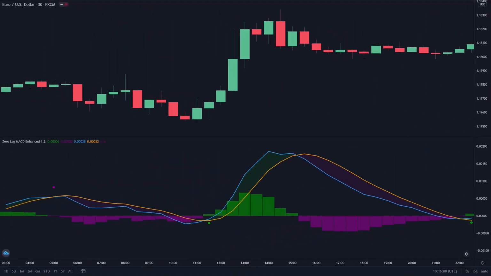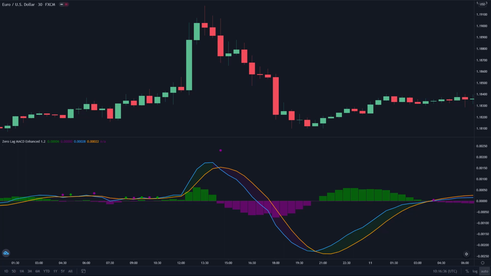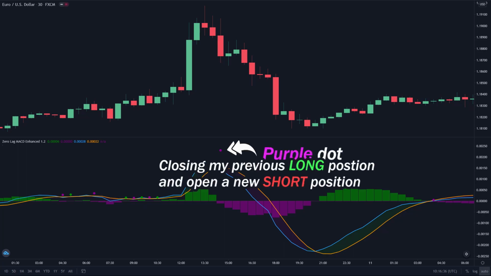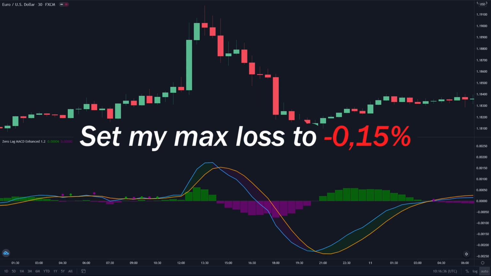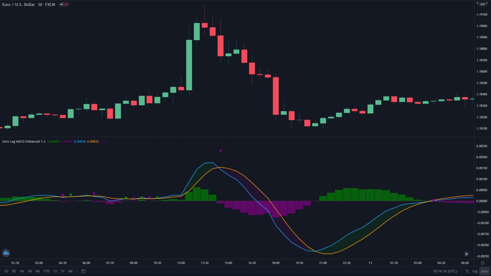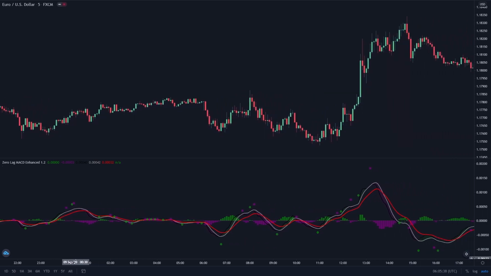So here's how I'm going to backtest this indicator. If a green dot appears, it means I'm closing my previous short position and opening a new long position. And if a purple dot appears, it means I'm closing my previous long position and opening a new short position. However, I will set my max loss to only 15 pips, which means if a trade reaches minus 15 pips, I will close the trade automatically and wait for a new signal to appear, so our loss will never exceed 15 pips. Now that you know the rules, let's get on with the backtest.